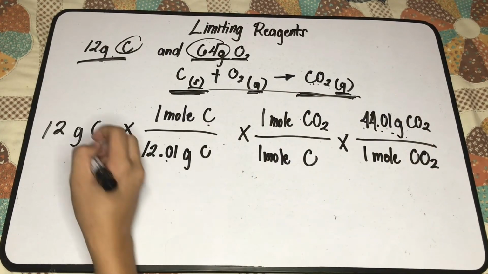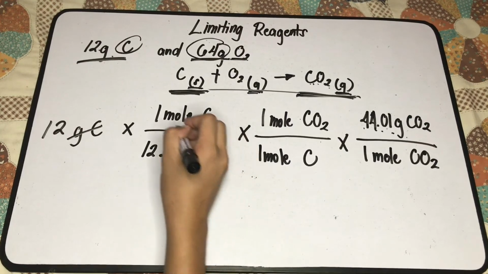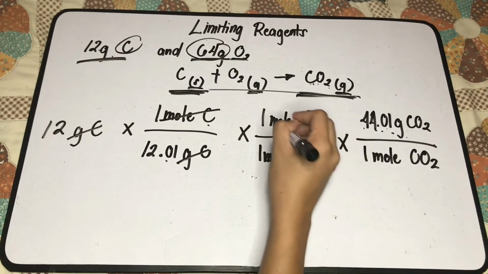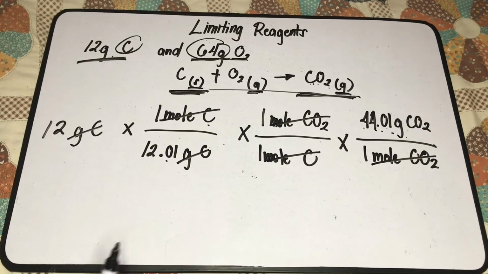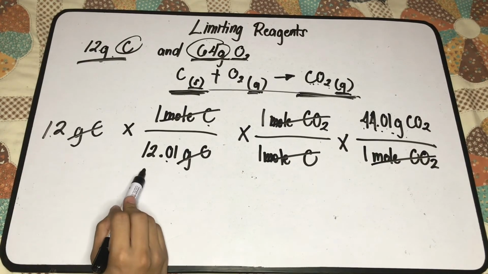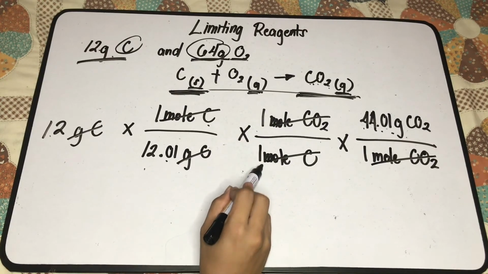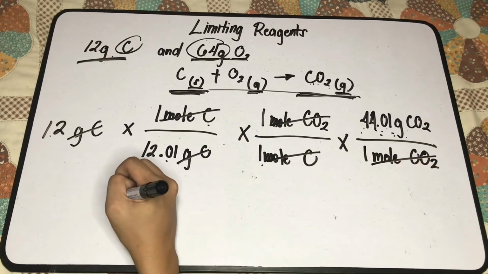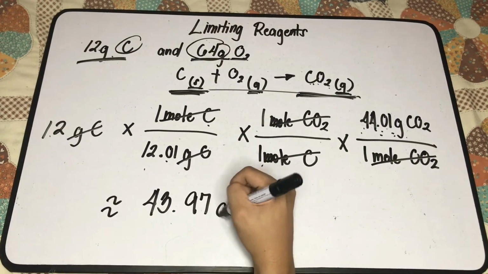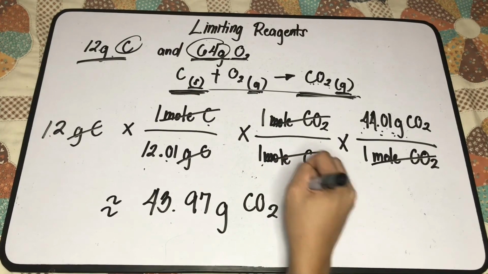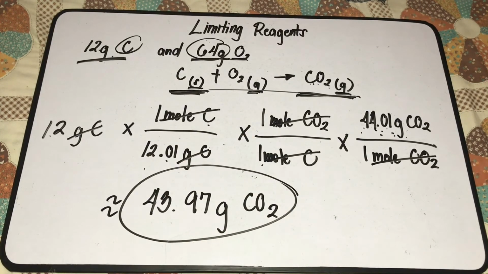So, pwede na natin makancel yung grams per carbon, mole per carbon, and mole CO2 sa mole CO2. So, yung matitira, yun na lang yung i-multiply natin. 12 divided by 12.01 times 1 times 44.01, we have an equivalent of 43.97 grams of carbon dioxide. So, meaning, sa 12 grams ng carbon, makakagawa tayo ng 43.97 grams of carbon dioxide.